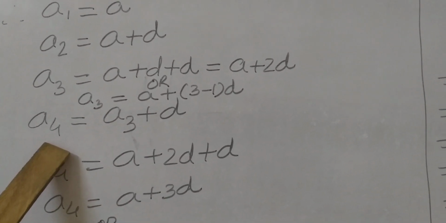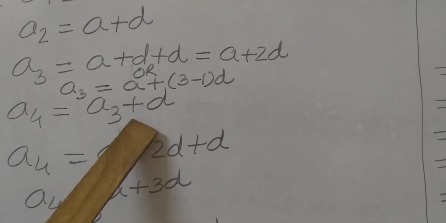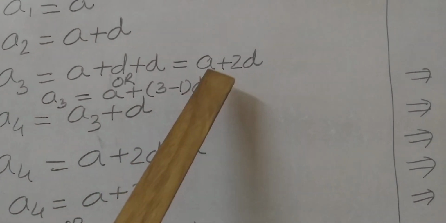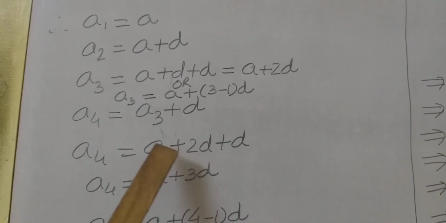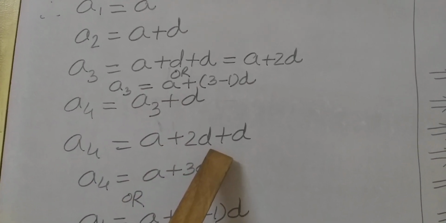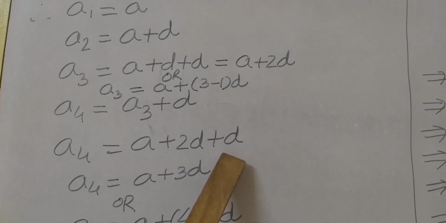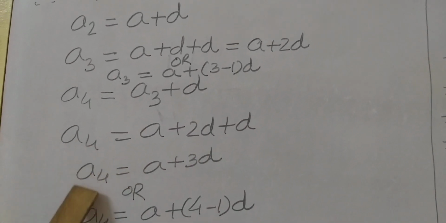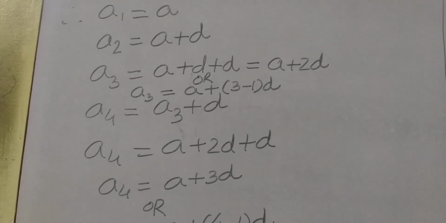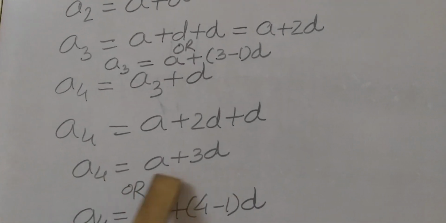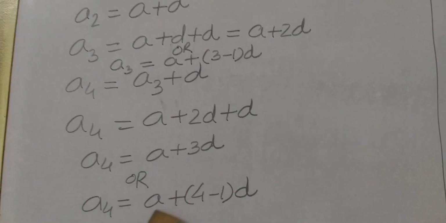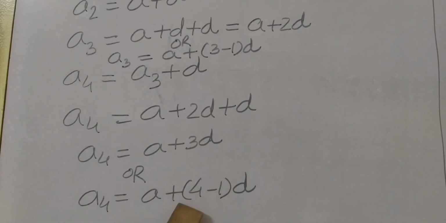Now the fourth term we can get by adding D to A3. A3's value is A plus 2D. So in place of A3 we can write A plus 2D, and this D will be written as it is. A4 equals A plus 2D plus D, that is 3D. So this equation we can write as A4 equals A plus, in place of 3 we can write 4 minus 1.